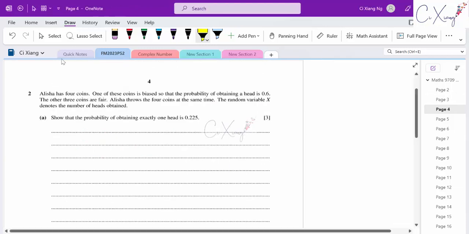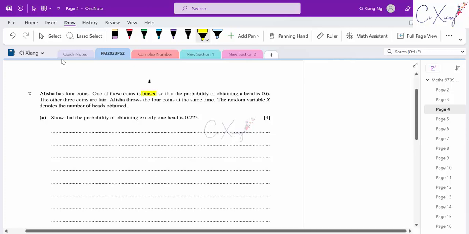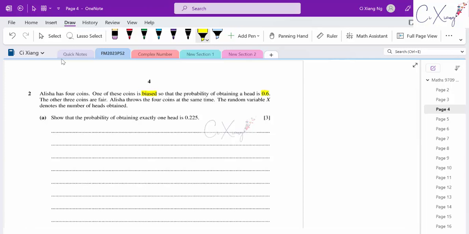Okay, so question number 2. Alicia has 4 coins, and one of these coins is biased. The probability of obtaining a head is 0.6. The other 3 coins are fair, so she throws all the 4 coins at the same time. The random variable X is defined as the number of heads obtained. First of all, they want us to show that the probability of obtaining exactly 1 head is 0.225.